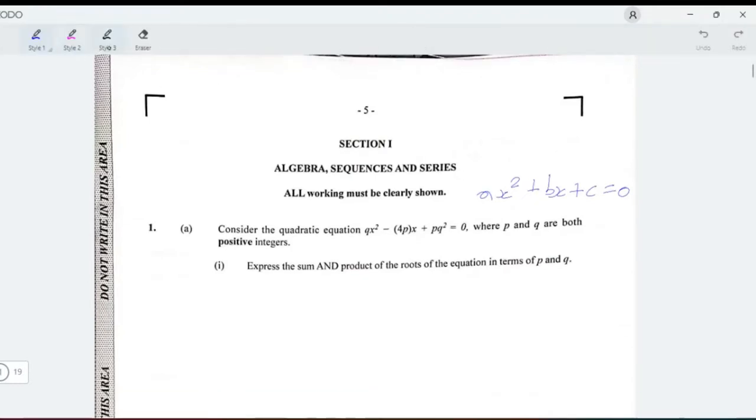In this case, the sum of the roots is equal to minus b over a. The b right here is negative 4p. So it's minus negative 4p over a, and a is what? q. So that's the sum. So the sum is just 4p over q.